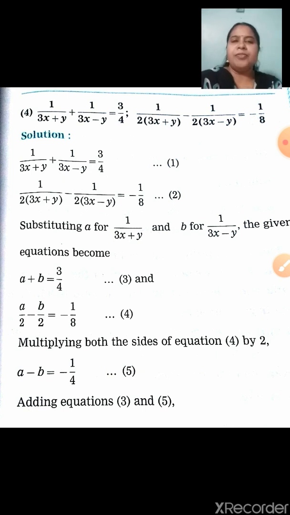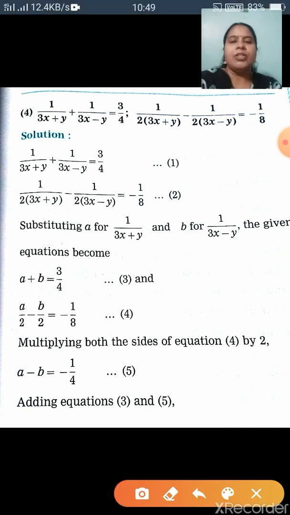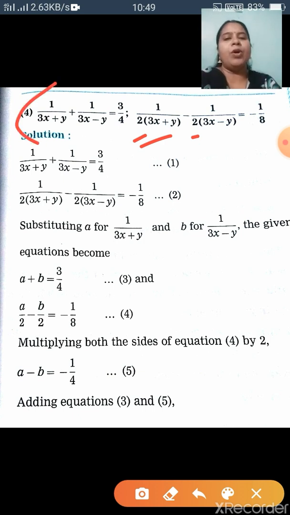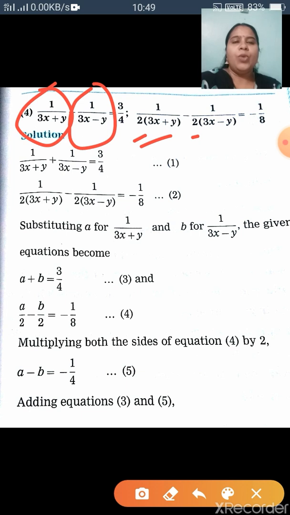Now what is the difference between this sum and the previous sums which we have done? The difference is quite obvious here. See, look at this. This 2 is outside 3x plus y, and here also this 2 is outside 3x minus y. So if you give a substitution for 1 upon 3x plus y as a and 1 upon 3x minus y as b, what do you think will happen to this 2 which is outside here?